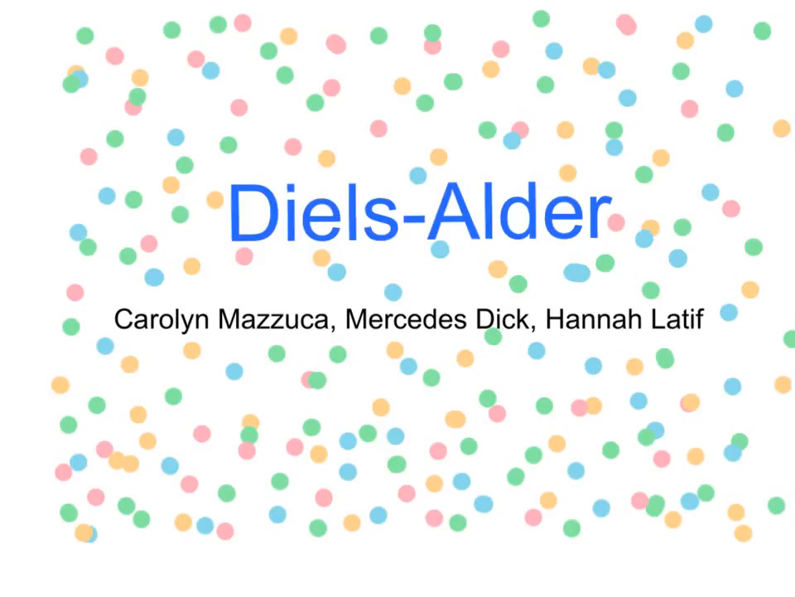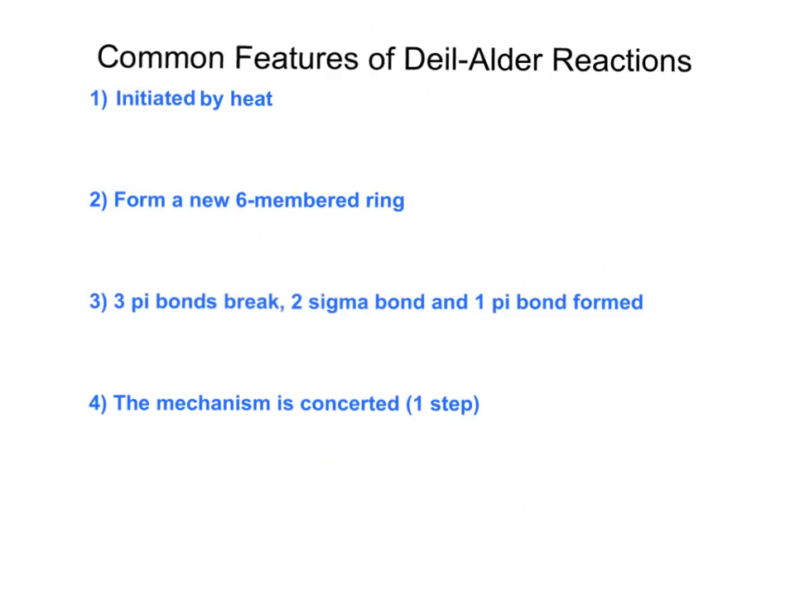And today we'll be teaching you about Diels Alder reactions. So how do we know it's going to be a Diels Alder reaction? Well, first of all, they're always initiated by heat. And you can normally tell this is when you have the reaction arrow with a little triangle under it to represent the flames. Another common trait is that the reaction forms a six-membered ring.